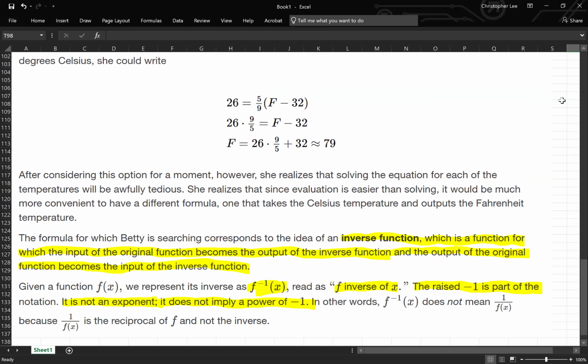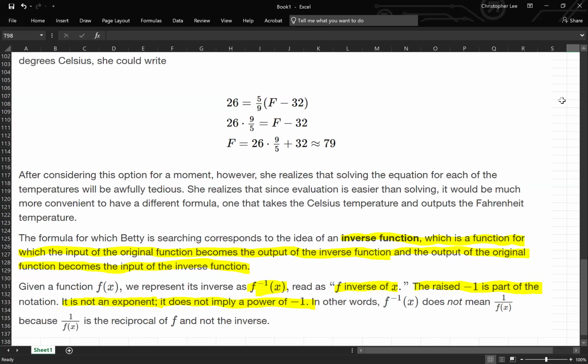Which is a function for which the input of the original function becomes the output of the inverse function, and the output of the original function becomes the input of the inverse function. So given a function f of x, we represent its inverse as f inverse of x. The raised -1 is part of the notation. It is not an exponent, all right? So f inverse is not f to the -1 power. It's a notation, so it does not imply power to the -1. In other words, f inverse of x does not mean 1 over f of x. Just so we're clear, because 1 over f of x is the reciprocal of f and not the inverse. Clear on that?